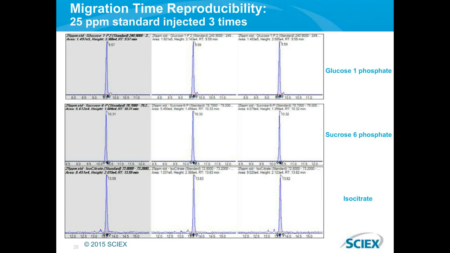Again, one of the questions that is always asked of me is how reproducible is CE? And here you see 3 separate injections of a standard comparing glucose 1-phosphate, sucrose 6-phosphate, and isocitrate. What you can see from the 3 separate injections is that the migration times of these 3 different metabolites are virtually identical between injections. So the actual CV of migration time is really low. So you're getting very reproducible electropherograms when I repeated this analysis on the same standard.